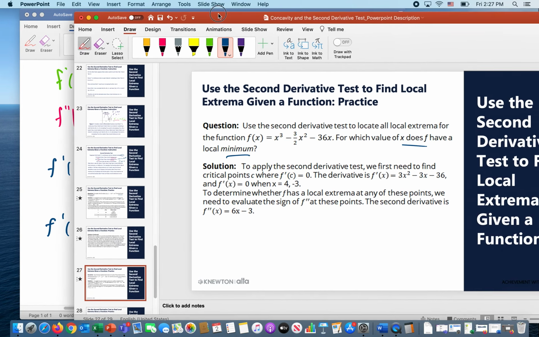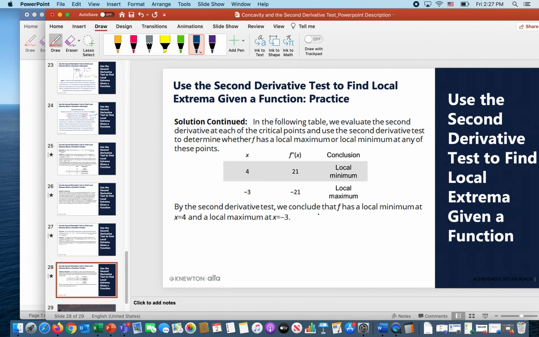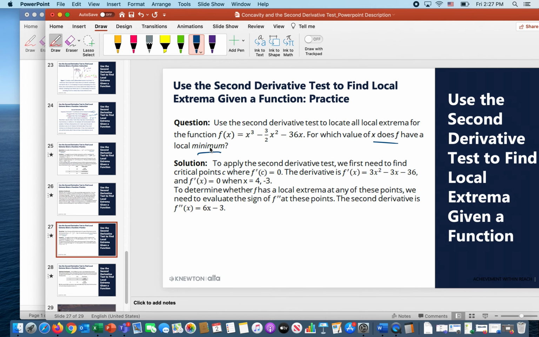So taking a look at these, right? Let's see. Did I miss something here or did the textbook? Let's see. To determine.